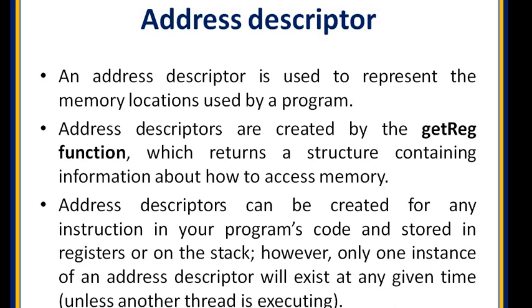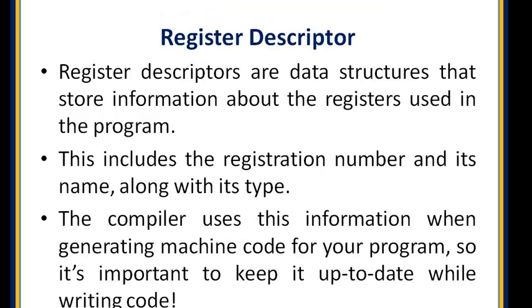An address descriptor is used to represent the memory locations used by a program. These are created by the getRegister function, which returns a structure containing information about how to access memory. Address descriptors can be created for any instruction in our program's code and stored in register or in the stack. However, only one instance of an address descriptor will exist at any given time unless another thread is executing.